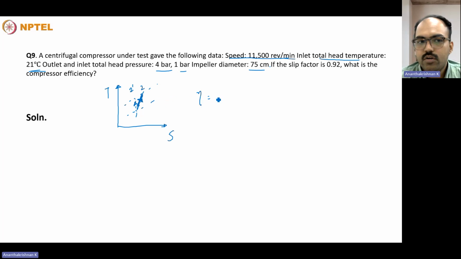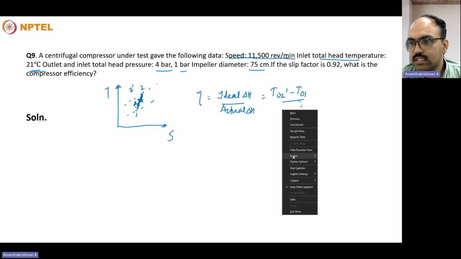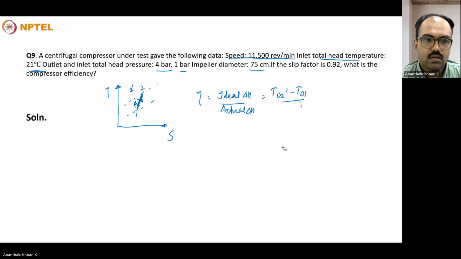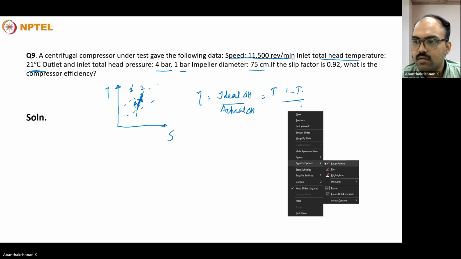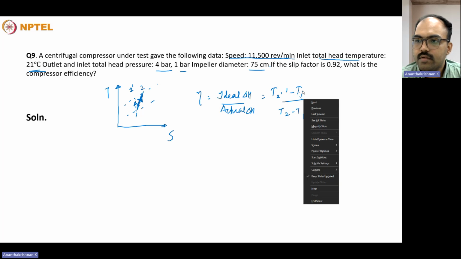The efficiency could be written as the ideal enthalpy change in the compression process to the actual enthalpy change. That is T02 dash minus T01, divided by T02 minus T01.